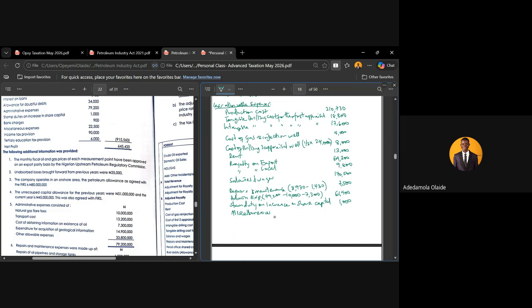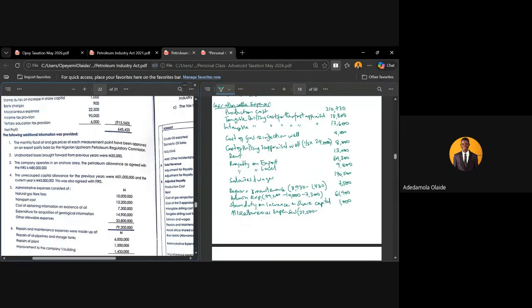Miscellaneous expenses. Miscellaneous expenses, we have what? 22.5. But we need to check if there is additional information there.